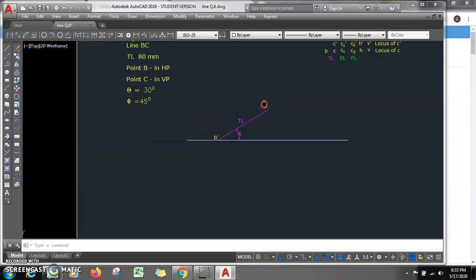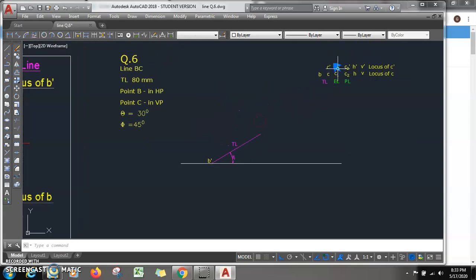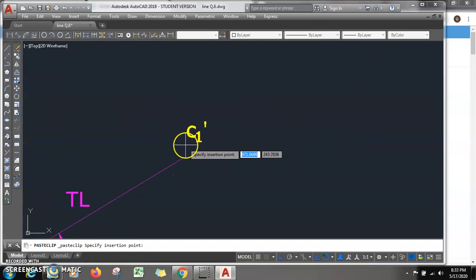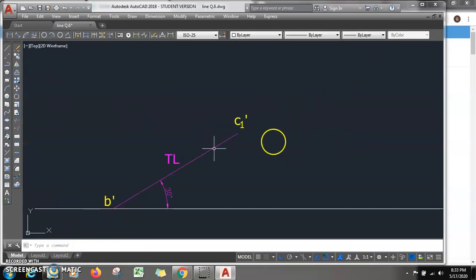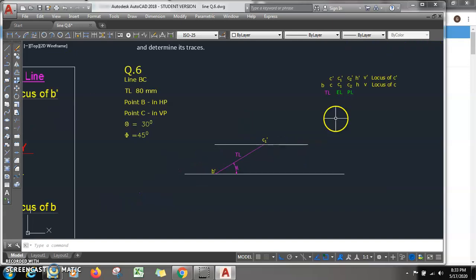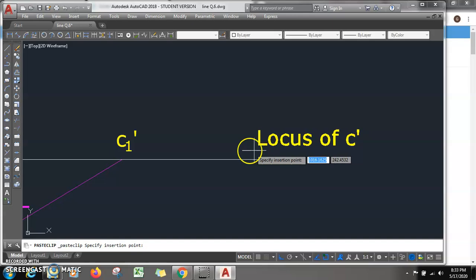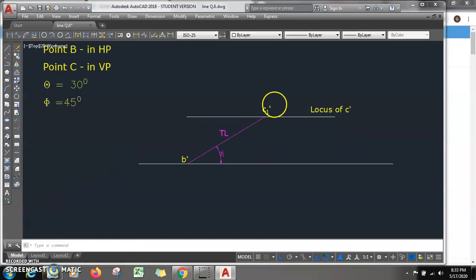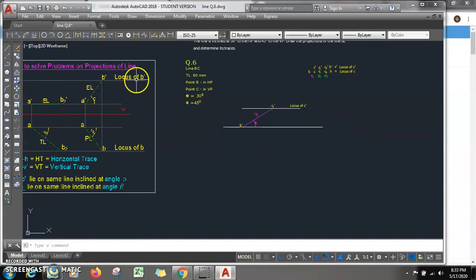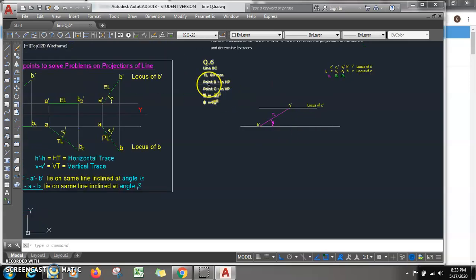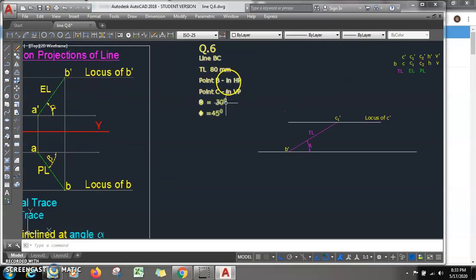This point is C1 dash, the end point. From this point, one horizontal line will be passing. This line is nothing but the locus of C dash. So what we have utilized is the true length, this point B, and theta.